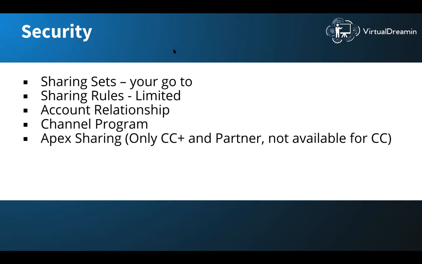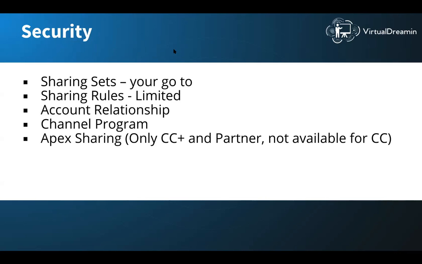And then you have Apex sharing. Now, everybody knows that we should think about Apex last and try to go declarative first. Sharing sets should always be your go-to choice first to see if you can use them. Then try to see if you can use account relationship or sharing rules for sharing. And then last, go to Apex.